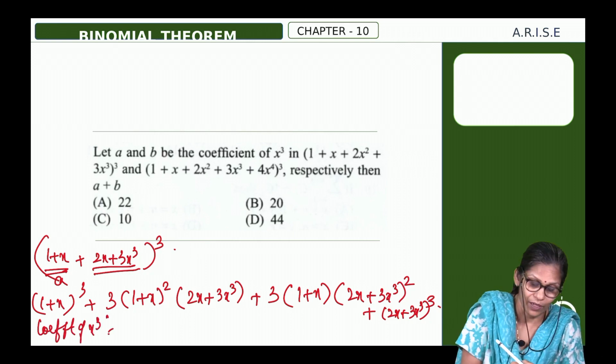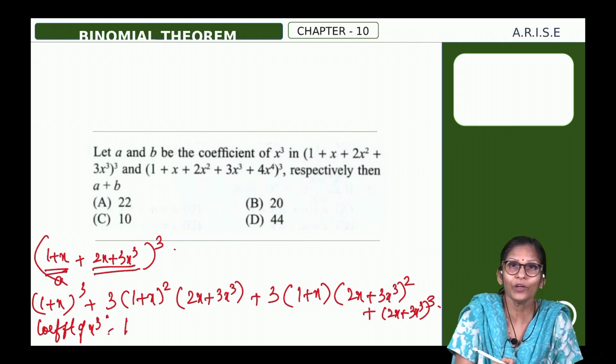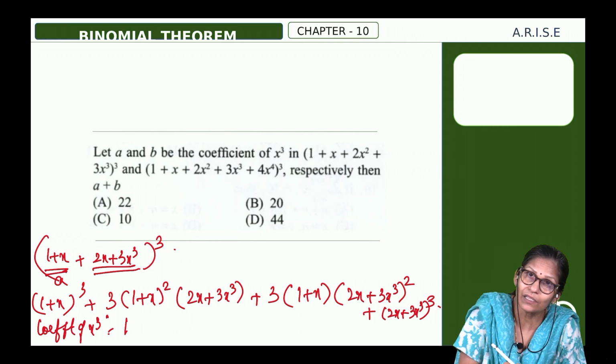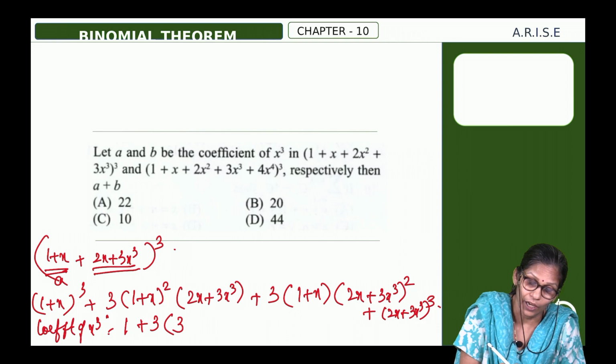In the first term, what is the coefficient of x cubed? 1. In the next, how can you get a term in x cubed? In (1 plus x) the whole squared, the constant term, that is 1, should be multiplied with the term in x cubed, that is 3. So 1 plus 3, into 1 to be multiplied by 3. Then the coefficient of x squared to be multiplied with the term in x. What is the term in x squared? The coefficient is 1. 1 into 2, which is this.